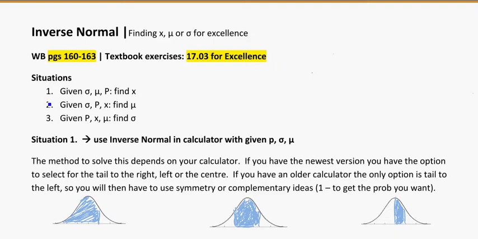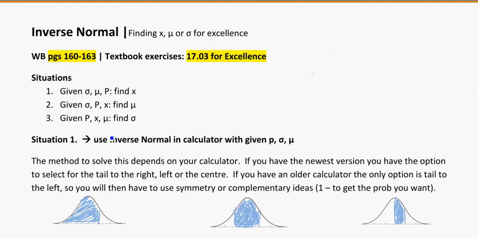We've got a situation where they've given us sigma, mu, and the probability, and we're looking to find what value of x we need. There are also situations where we're looking to find mu, the mean, or sigma, the standard deviation. So of the four variables that we always have with normal, standard deviation, mean, probability, and the x value, any combination of these can be used to find the information we're looking for.